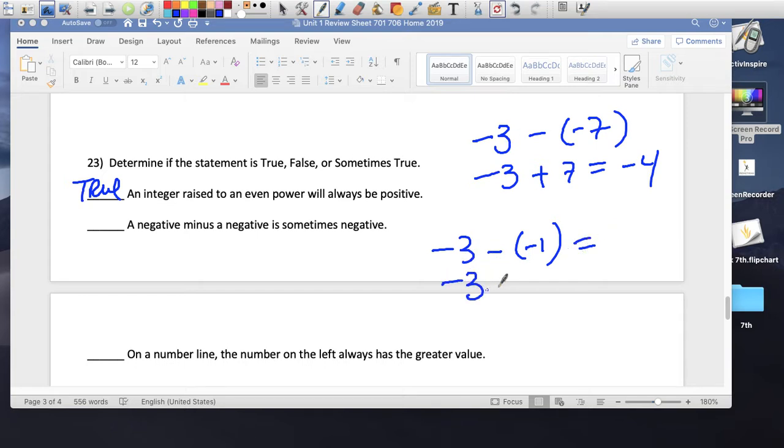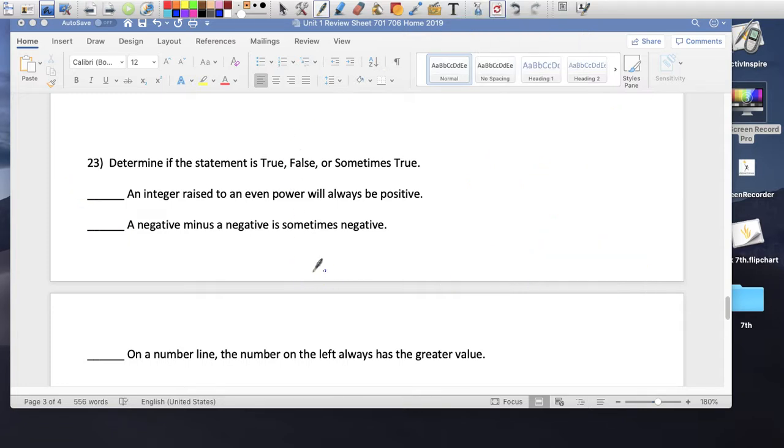So this becomes negative 3 plus, and the opposite or the additive inverse of negative 1 is just 1. And negative 3 plus 1 becomes, well, there's more negatives, it becomes negative 2. This one should have been positive, by the way. So I did get a negative answer, whereas in the previous example, I got a positive answer. So sometimes it's negative, not all the time. So that's also true.